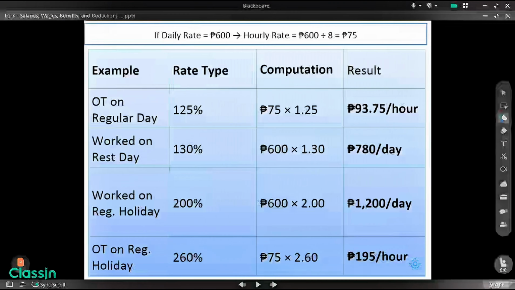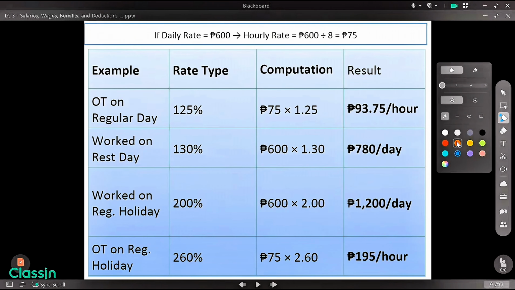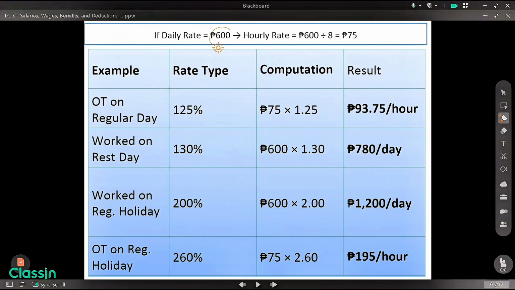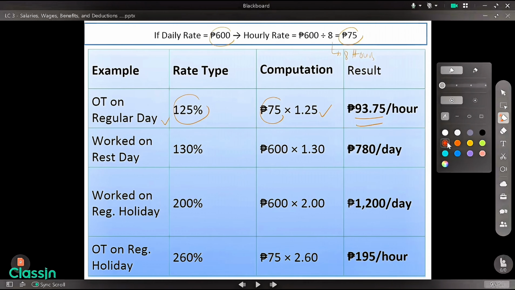Okay, now, for example, your daily rate is 600 and your hourly rate will be 75. So as you can see, this is the 8 hours working day. We tend to divide it for us to get your hourly rate. For example, you have overtime on a regular day. As you can see, the rate type during the regular day is 125%. So the result will be 75 times 1.25, you will be having 93.75 per hour.